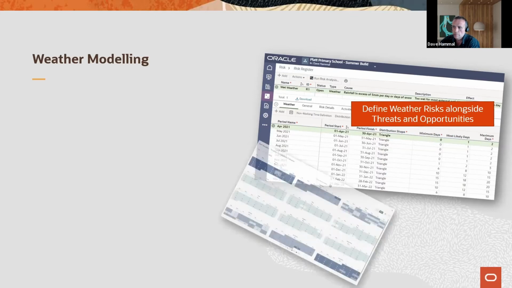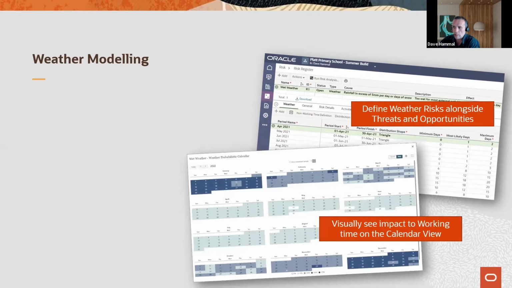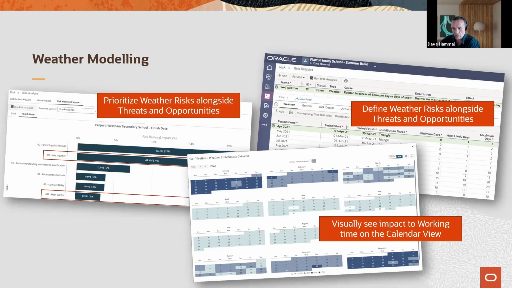And we can see visually what that does to your calendar, how likely you are or not to have additional non-working time through that. And we can see things like the tornado chart at the end, which we'll see more of later. You can see those weather risks alongside your other multiple threats and opportunities as well.